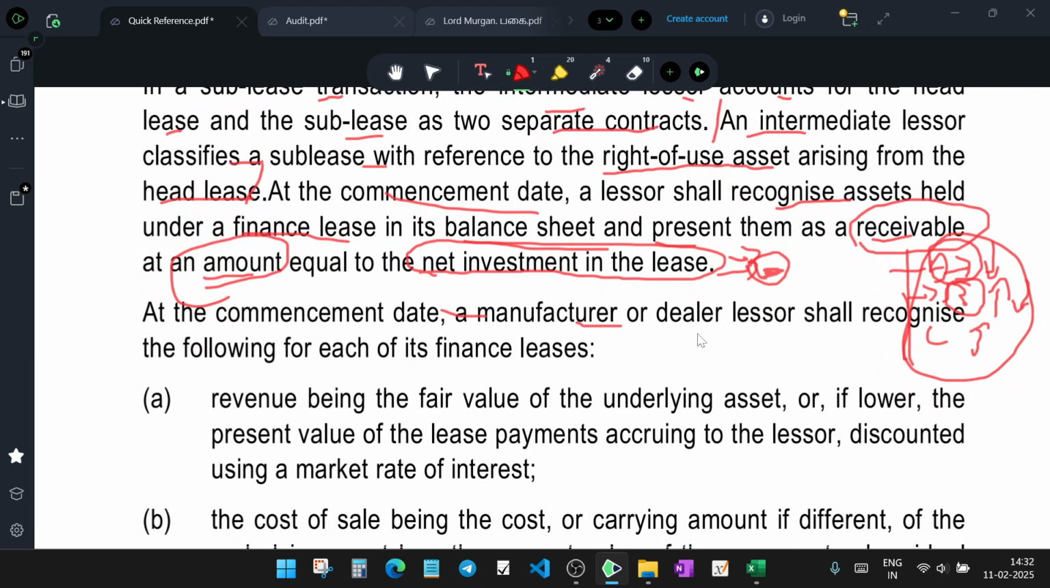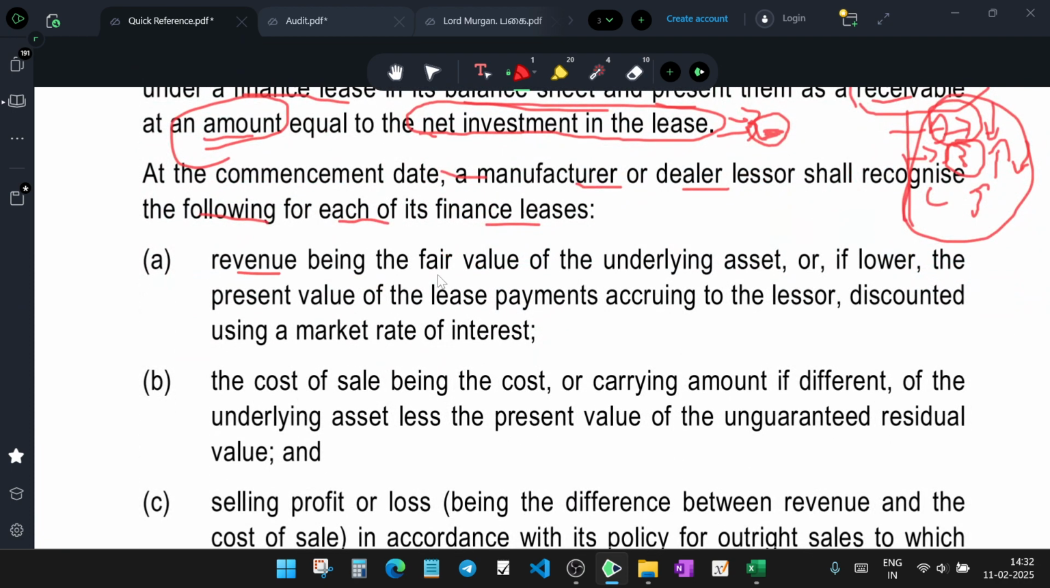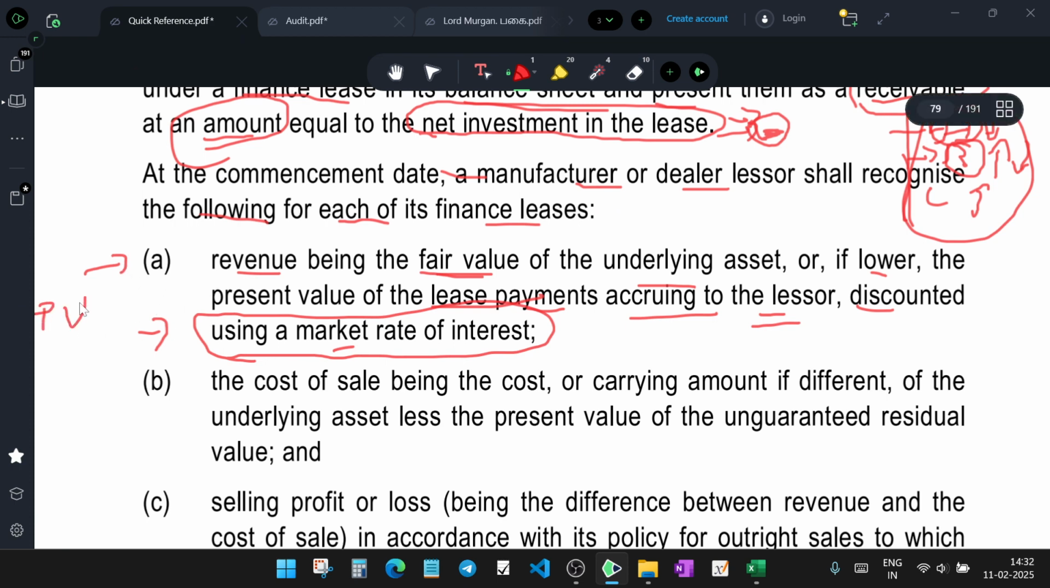At the commencement date, a manufacturer or dealer lessor shall recognize all of the following for each of the finance leases: the revenue, being the fair value of the underlying asset, or, if lower, the present value of the lease payments accruing to the lessor, discounted using the market rate of interest. So what is the fair value that should be considered? If lower, the present value of the lease payments accruing to the lessor, discounted using the market rate. I don't want fair value; I want the present value of all the lease payments based upon the market interest rate.